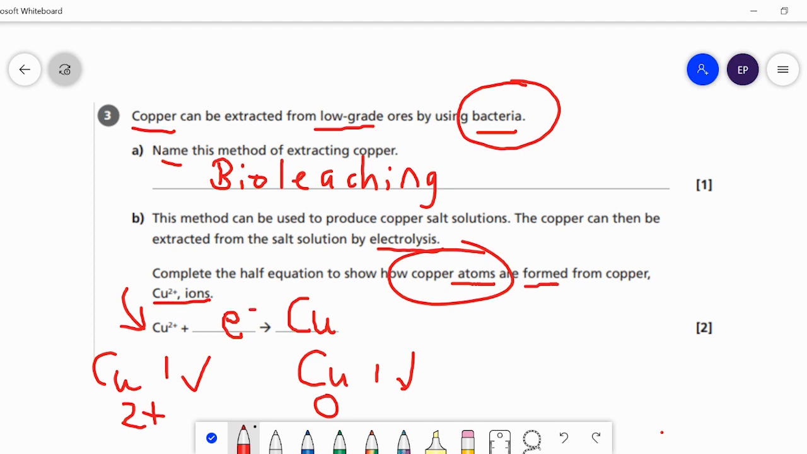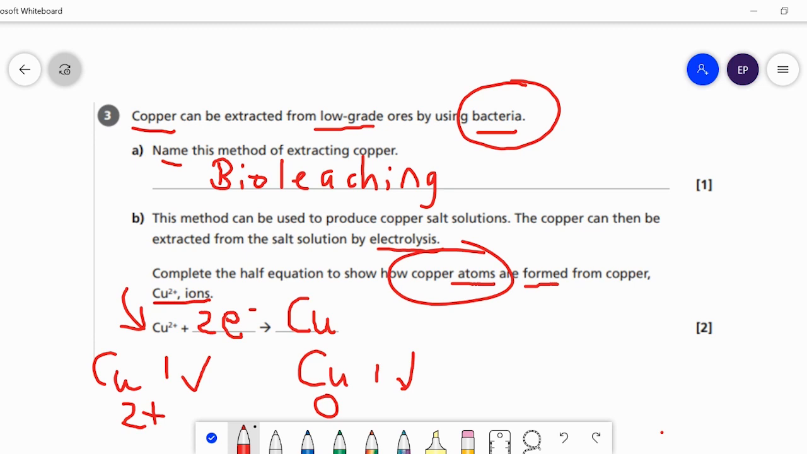So I'm going to write in their symbol, e- for electrons. And then we just need to balance the equation. On the left-hand side, we need to have 2 lots of minus to balance out the 2+ from the copper ions. So I'm going to put a balancing number of 2 in front of our e- showing the electrons.